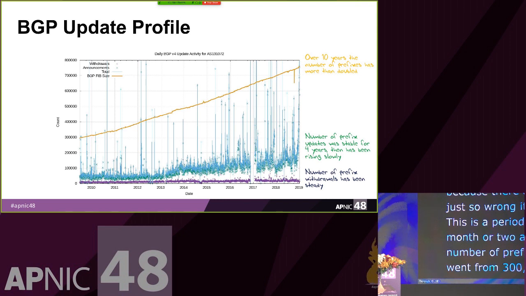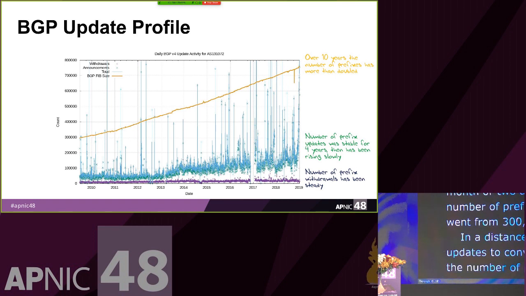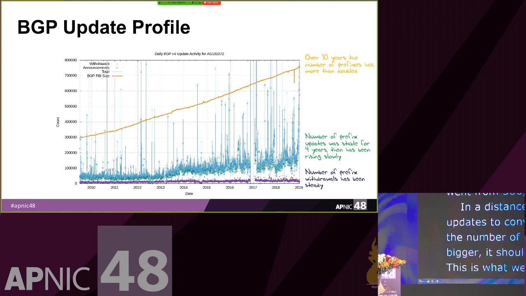In a distance vector algorithm, the number of updates to converge should be roughly the square of the number of participants. So as the network gets bigger, it should get dramatically less stable. And this is what we said to ourselves back in 1995, BGP is going to melt. And in theory, we were so right it wasn't funny. In practice, we couldn't have been more wrong.